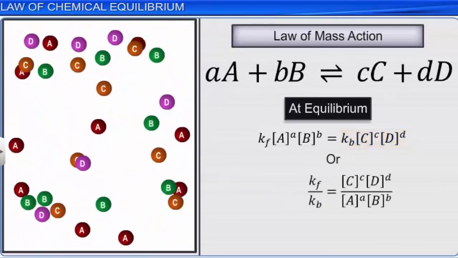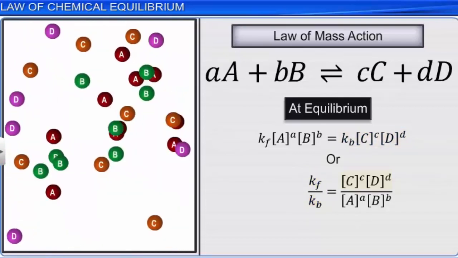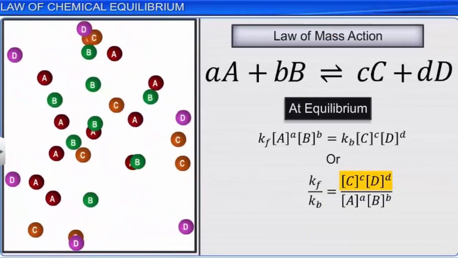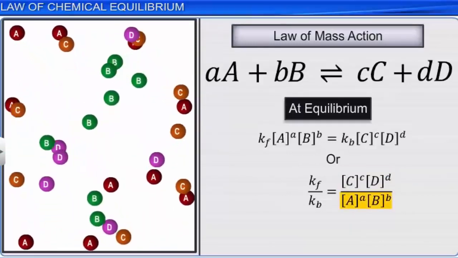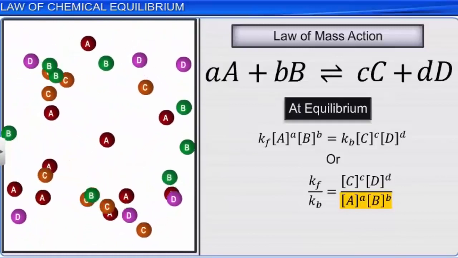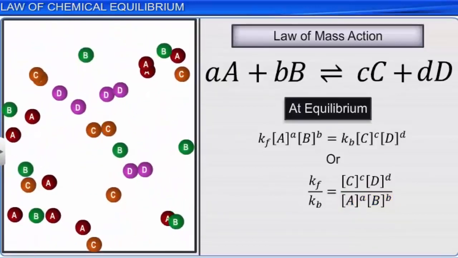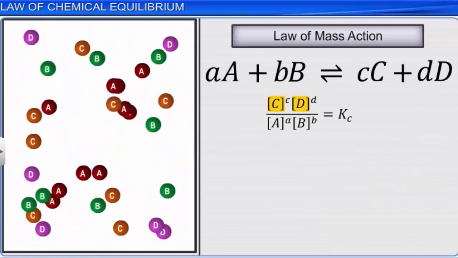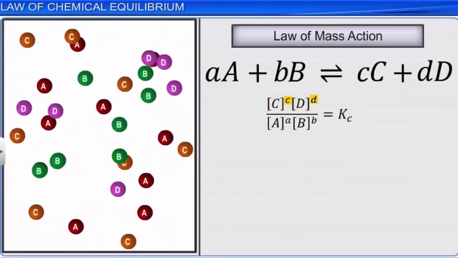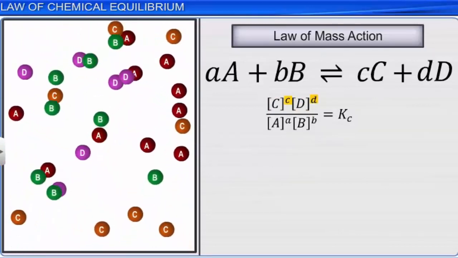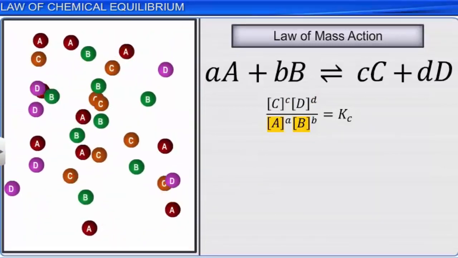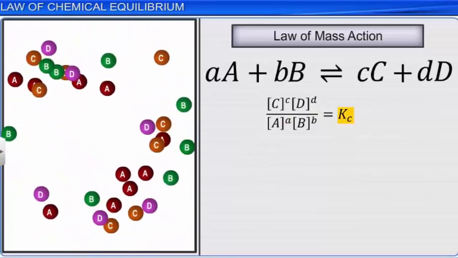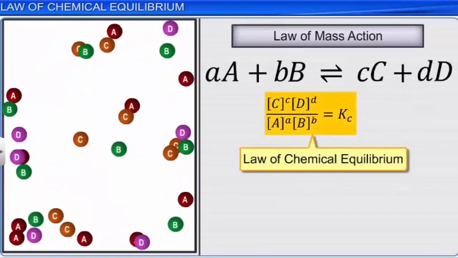This can be written as Kf divided by Kb is equal to the product of the concentrations of the products, C raised to the power of c and D raised to the power of d, divided by the product of the concentrations of the reactants, A raised to the power of a and B raised to the power of b. This is equal to the equilibrium constant Kc. Hence, the product of the concentrations of the reaction products raised to their respective stoichiometric coefficients in the balanced chemical equation, divided by the product of the concentrations of the reactants raised to their respective stoichiometric coefficients, has a constant value at a given temperature. This is known as the equilibrium law or the law of chemical equilibrium.